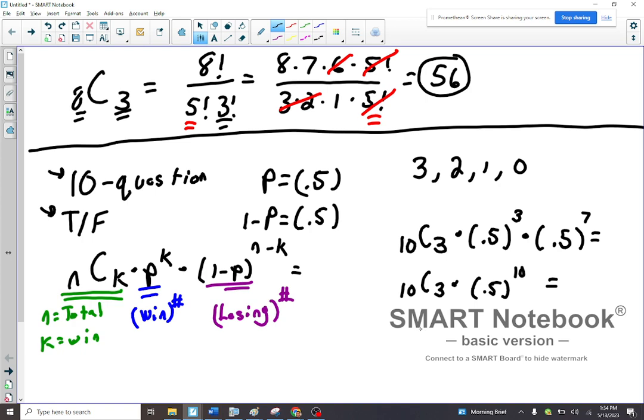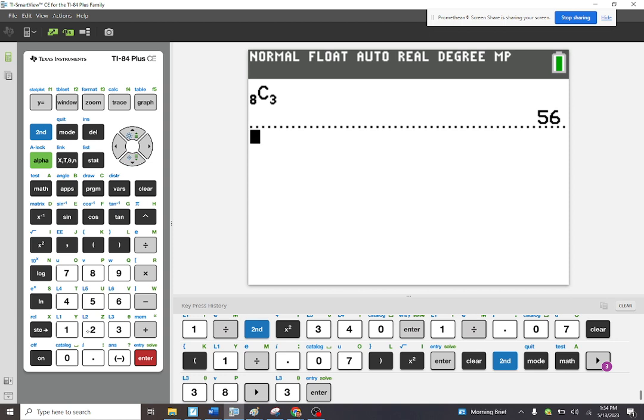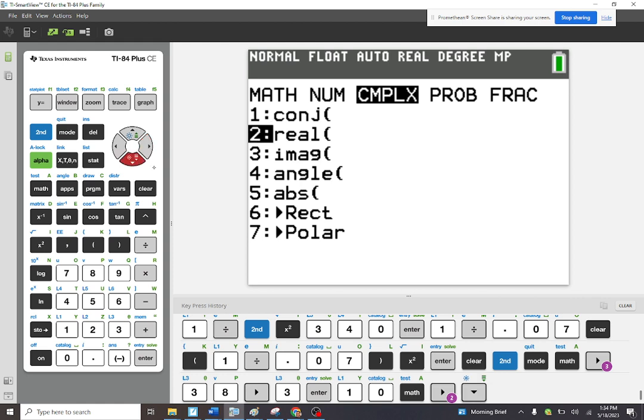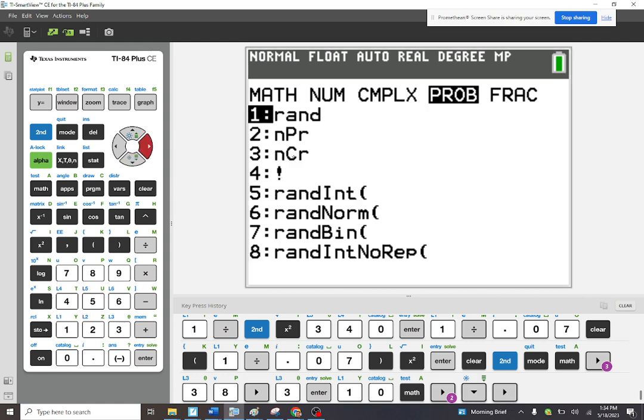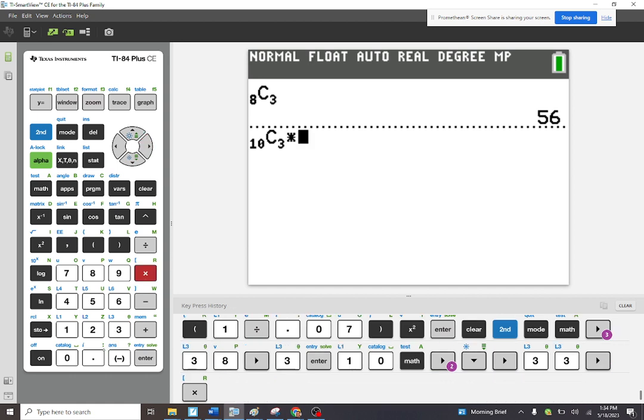Can we review how to put it into a calculator? That's a good idea. I'm going to put 10 first. If you have an older version, you have to put it in first. Then you hit math, go to probability, option number 3, NCR. Yes, NCR on this test. Then you put 3. If you have a newer version, you can put it in after. You have to click right so the arrow goes away.